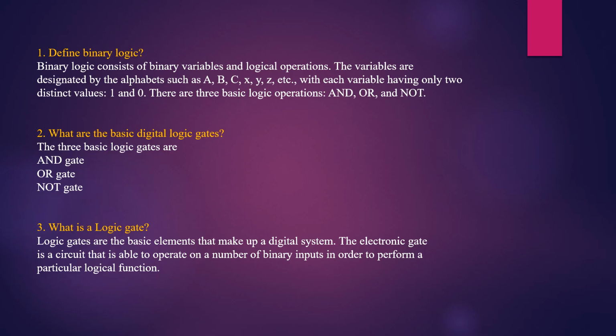And we have the second question, the digital logic gates. There are three basic logic gates: AND gate, OR gate, and NOT gate. And the third one, what is a logic gate? Logic gates are the basic elements that make up a digital system. An electronic gate is a circuit that is able to operate on a number of binary inputs in order to perform a particular logic function.